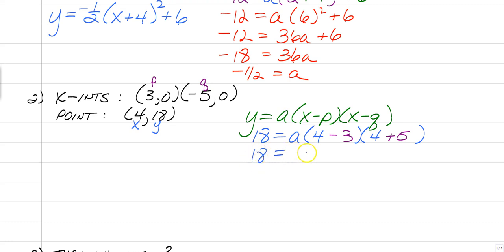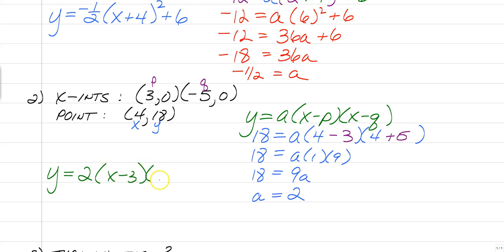So 18 is equal to a times 1 times 9. So then that's going to give us 18 is equal to 9a. So a is equal to 2 after you divide both sides by 9. Again, you must write the equation. So we're going to have y is equal to 2 times x minus 3 and x plus 5. Again, we have to keep x and y in the equation. We use the x-intercepts for our p and q. All right, so that's how you do it with x-intercepts and a point.